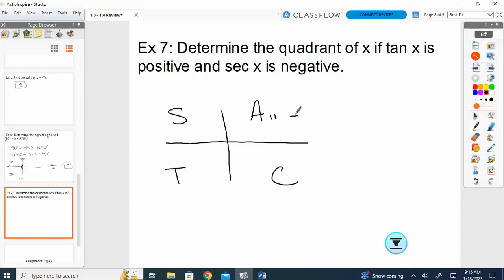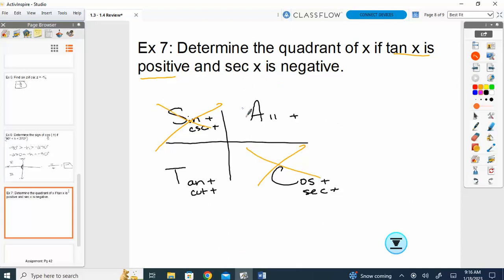So in quadrant 1, they're all positive. In quadrant 2, S is for sine. And if sine's positive, what else has to be? Okay, T is for tangent, and C is for cosine and secant. So if tangent is positive, tangent is positive in 1 and 3, so I know automatically it can't be quadrant 2 or 4.